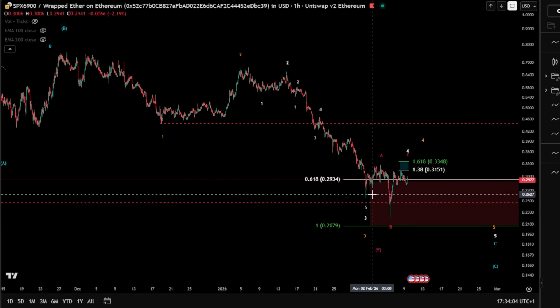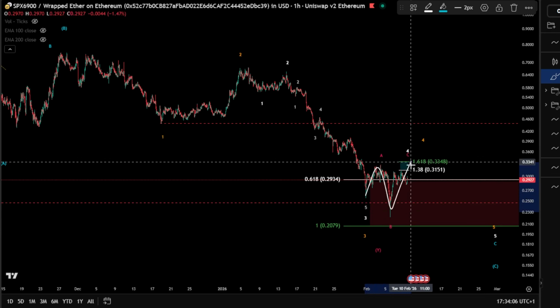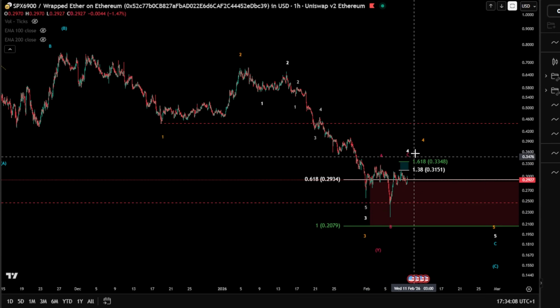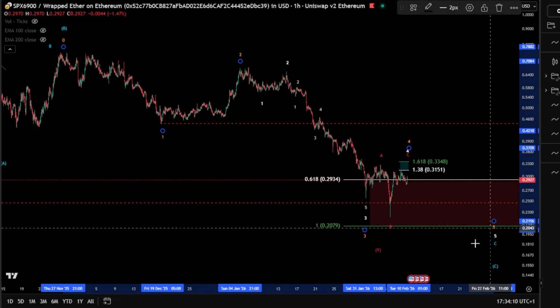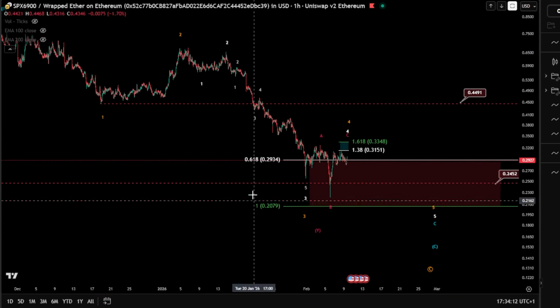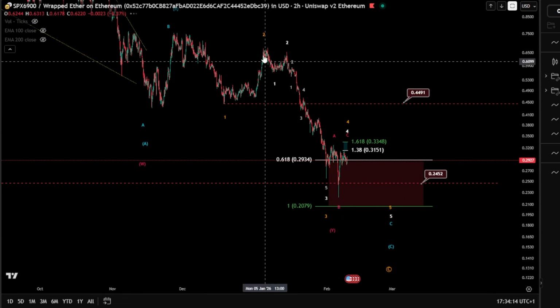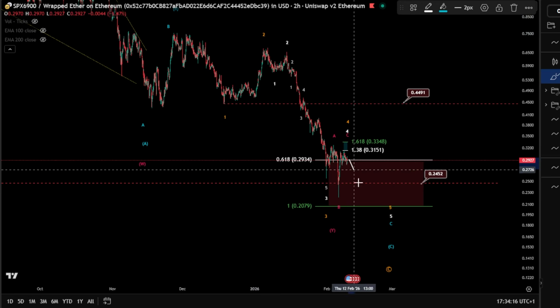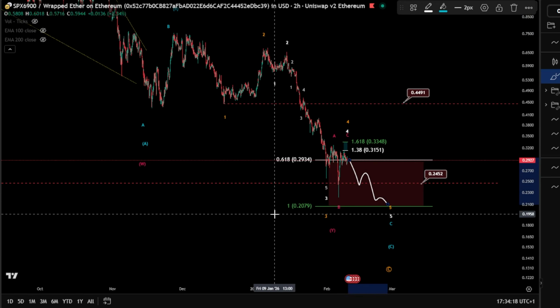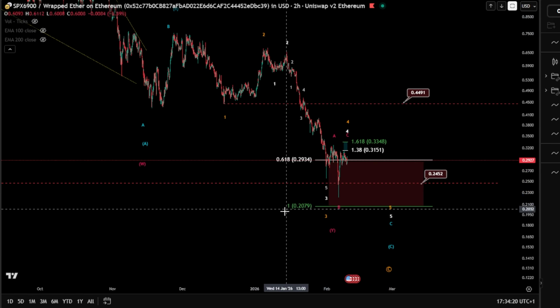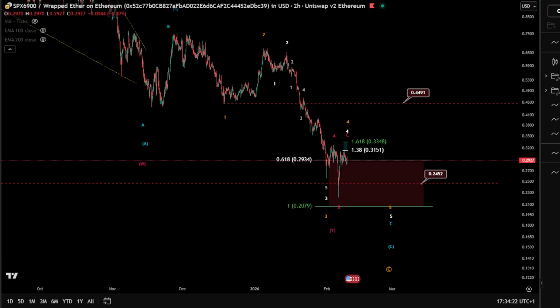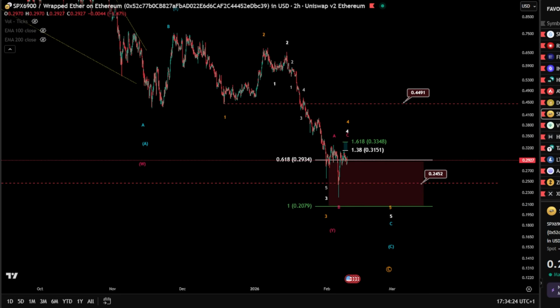It doesn't look like a perfect impulse here. It looks like an ABC expanding flat, guys. So it might still be looking for a wave 4 and a 5, meaning the 1-to-1 fib level is still a required target, which is the most common here at $0.20, meaning 20 cents for SPX. That was it for SPX.